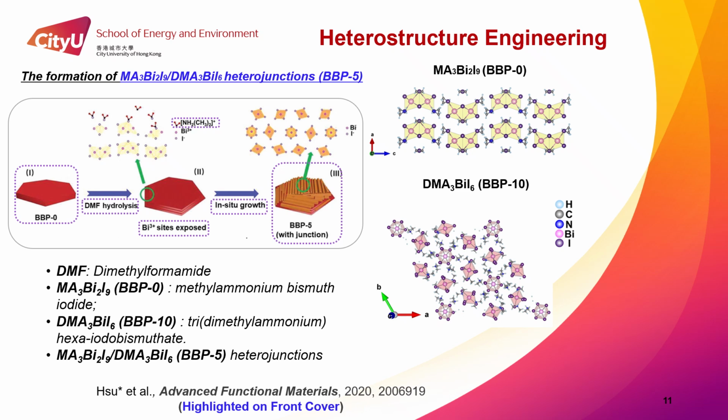Furthermore, we develop lead-free bismuth-based halide perovskite by heterostructure engineering. During the formation of a BPP5 heterojunction, a portion of BPP0 was formed at the early stage. By adding 5% DMF in the solvothermal process, the protonated amine ion generated through DMF hydrolysis then reacted with unreacted bismuth ions, leading to the in situ formation of BPP5 perovskite heterojunctions.